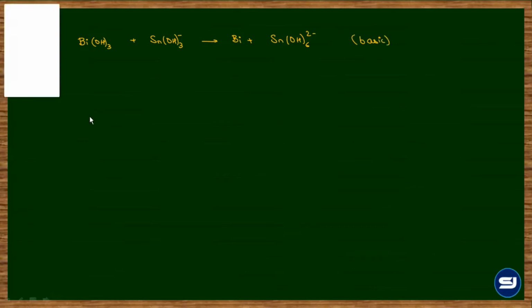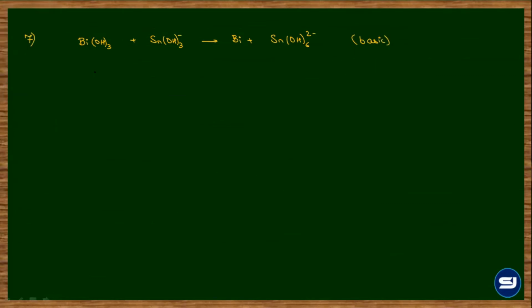It was Bi(OH)3 plus Sn(OH)3 negative, giving Bi plus Sn(OH)6 2 negative, and the reaction is taking place in basic medium. Okay, so to balance this redox reaction using the oxidation number method, step 1 was to assign the oxidation number to the species which is undergoing the change. So here bismuth and Sn are the species which are undergoing the change.